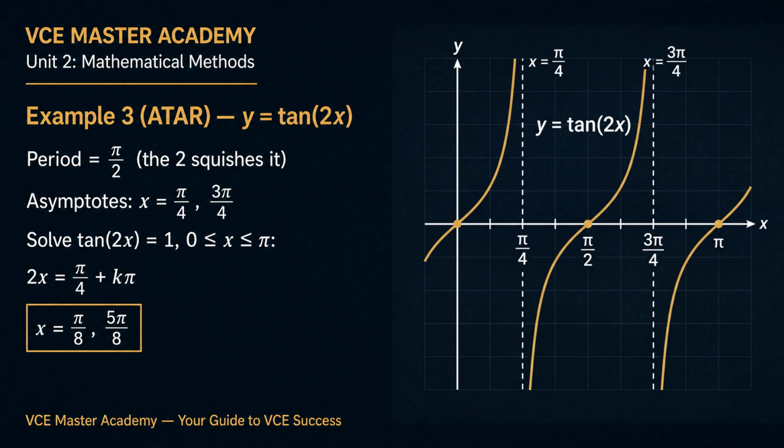Now solve tan of 2x equals 1 for x between 0 and pi. Tan is 1 when the angle is pi over 4, so 2x equals pi over 4, or pi over 4 plus pi. Divide everything by 2, x equals pi over 8, or 5 pi over 8. Check the graph on the right, 2 clean solutions.